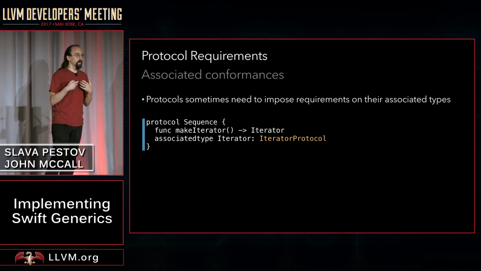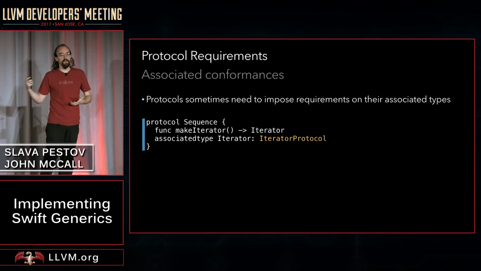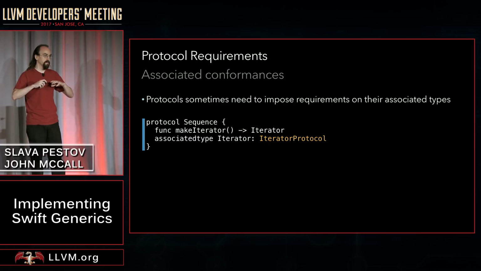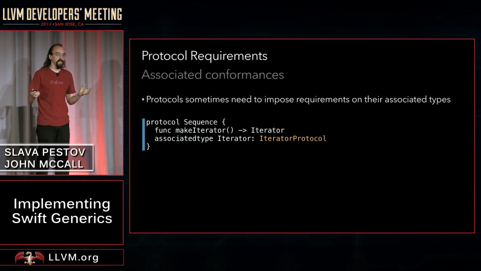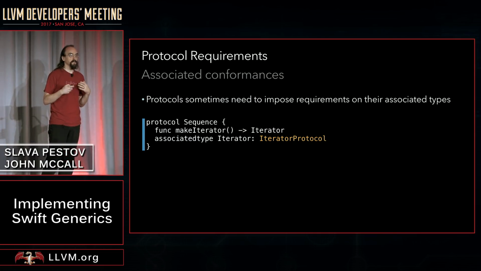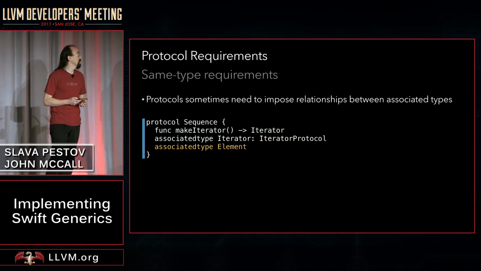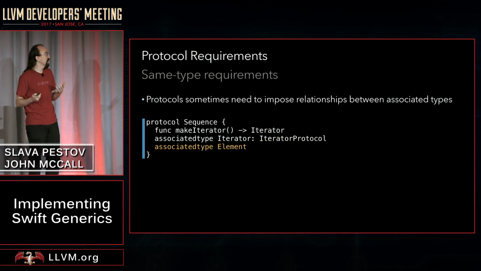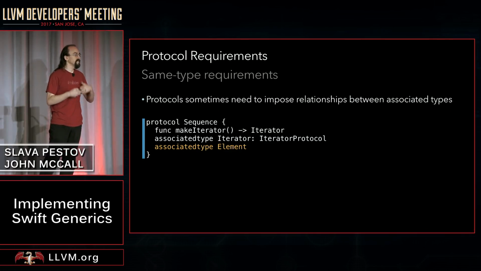Now, once you have these associated types and associated conformance requirements, you end up with a sort of tree of associated types. And oftentimes, you want to establish relationships between those associated types. And that's what we call a same type requirement. So, for example, sequence has an iterator type, and the iterator type has an element type. But I also want to be able to talk about the element type of the sequence itself.